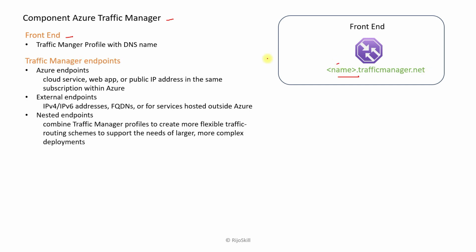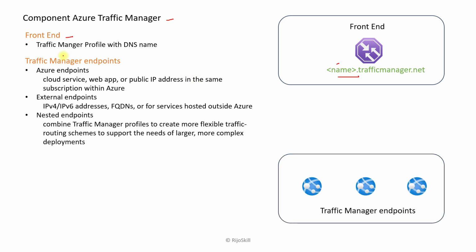Next one, the Traffic Manager endpoint. So what is the Traffic Manager endpoint? There are three types of endpoint available: Azure endpoint, external endpoint, and nested endpoint. Azure endpoint means it supports a cloud service, web app, or public IP address in the same Azure subscription. External endpoint means an IPv4 address or fully qualified domain name. You can connect with your external device not hosted with Azure. Nested means a combination of your Traffic Manager profiles. Okay, now you understand what the Traffic Manager endpoint is.